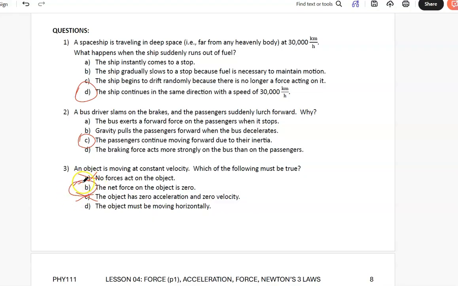So B absolutely has to be true, and D, the object has to be moving horizontally. You know, the object could be moving in any direction at all, up, down, left, right, over there, over here. It doesn't matter what the direction is. The net force on that object has to be zero, and the net force being zero means either there are no forces on it, or all the forces cancel each other, and there's nothing left to change the movement of the object. So D is not true either.